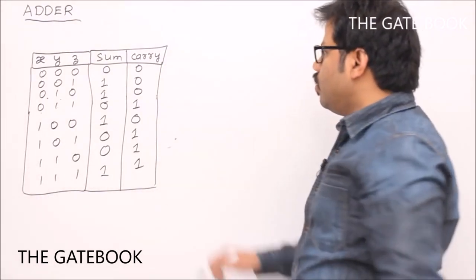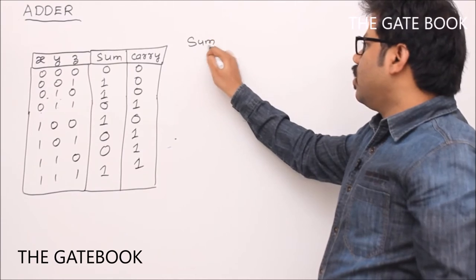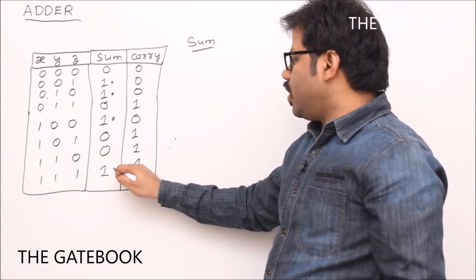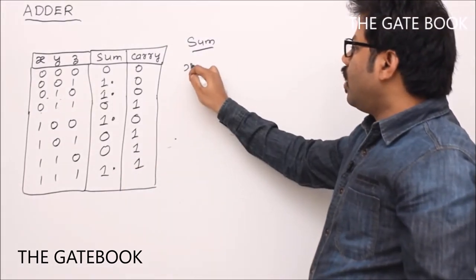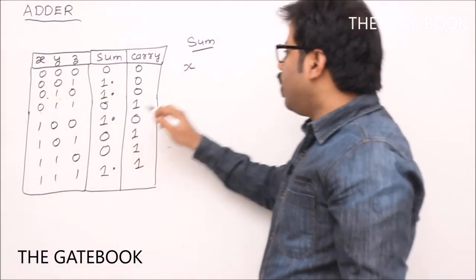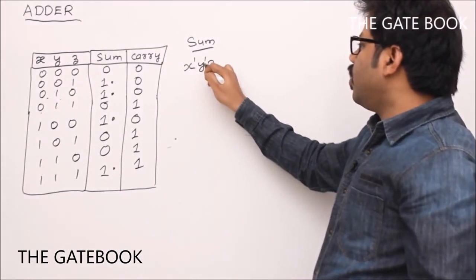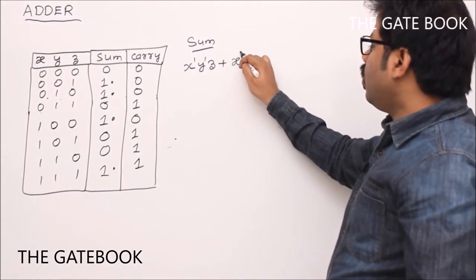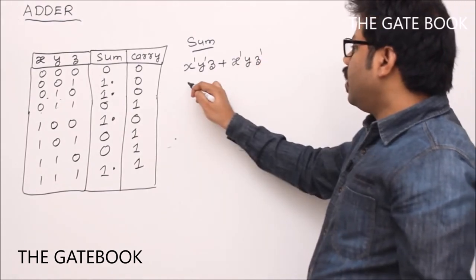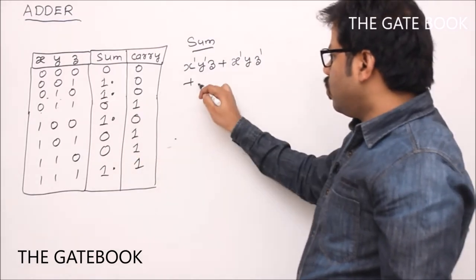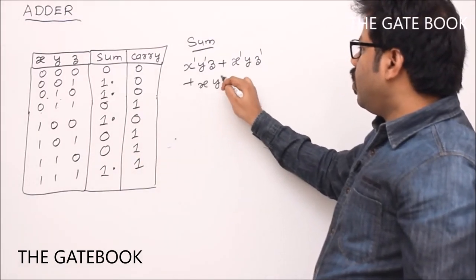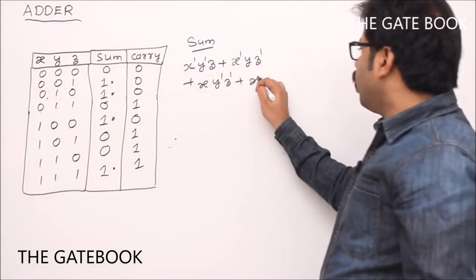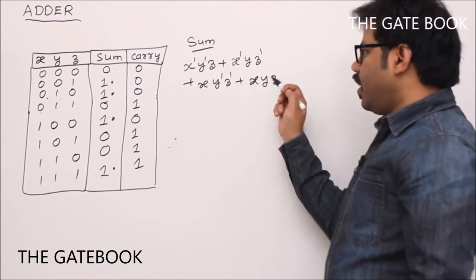Once you have these values, then we have to realize the equation. What is the equation for sum? If you see this bit, this bit, this bit, and this bit, okay? So if you understand that, it would be x bar y bar z, isn't it? X bar y bar z plus this one, 0 1 0, x bar y z bar, plus this one, 1 0 0, x y bar z bar. Okay. Fourth one, x y z. Fine. So you can't simplify it. It will not be simplified.